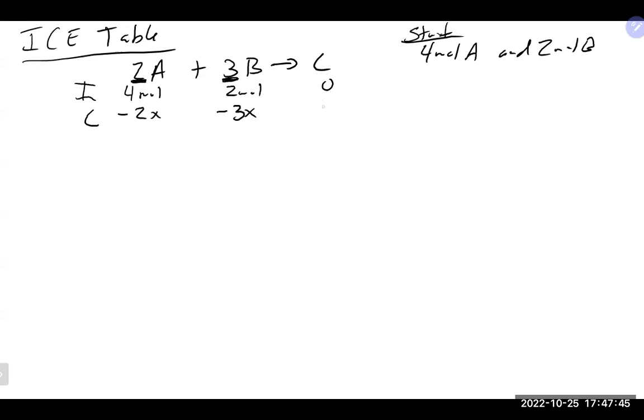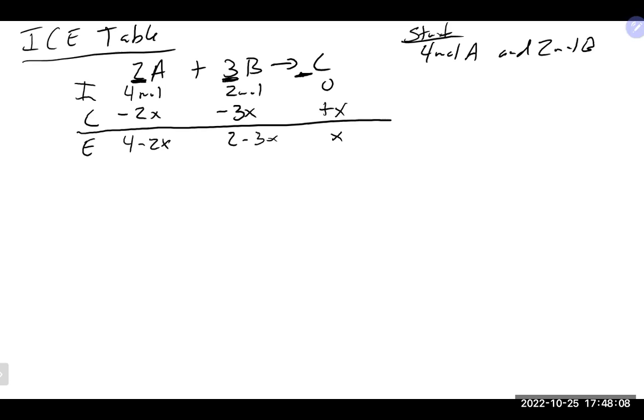And on the product side, we would be increasing. So this would be plus X. Once again, it is a 1 there for the coefficient, so that again is why it's just X. We don't need to put 1X. So when we get to the end here, we're just going to bring everybody down: 4 minus 2X, 2 minus 3X, and X.